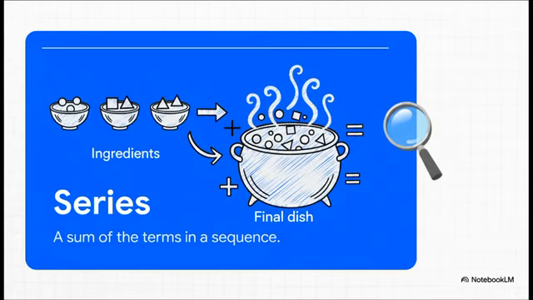Now a series, that's what happens when you take that list and you add all the numbers up. So if the sequence is the list of ingredients, the series is the final cake. It's a small difference in words, but it's a huge difference in what you're actually doing with the numbers.